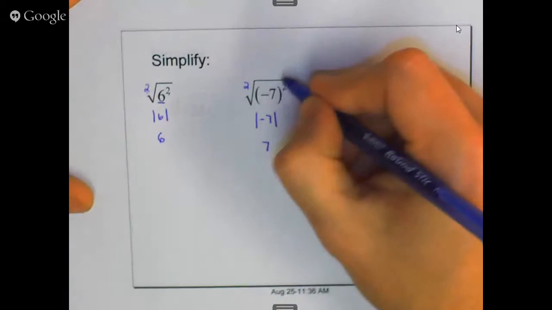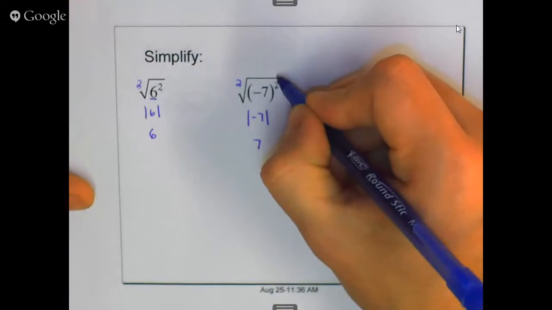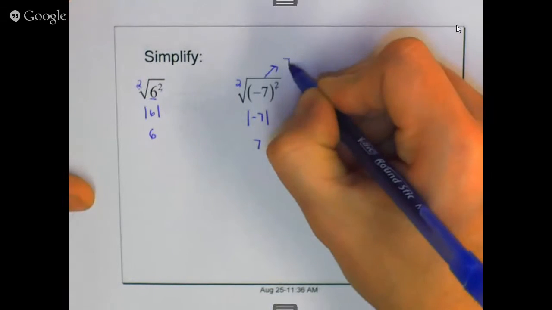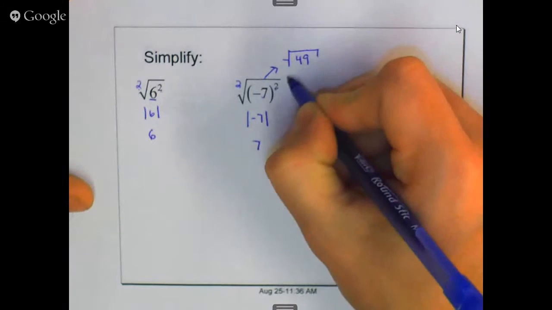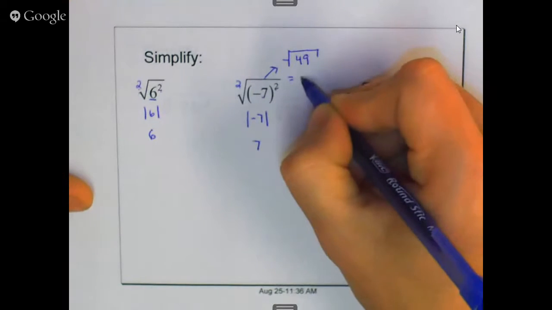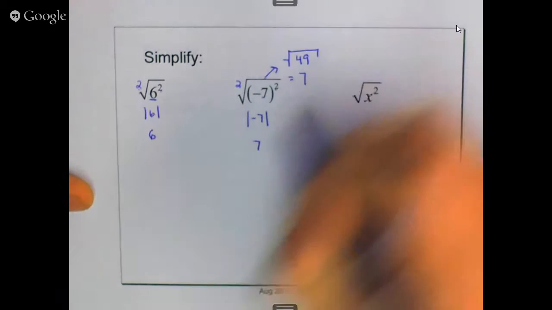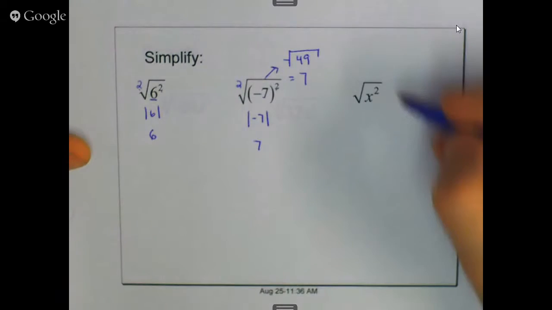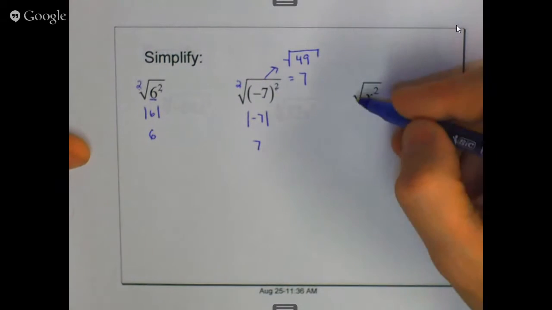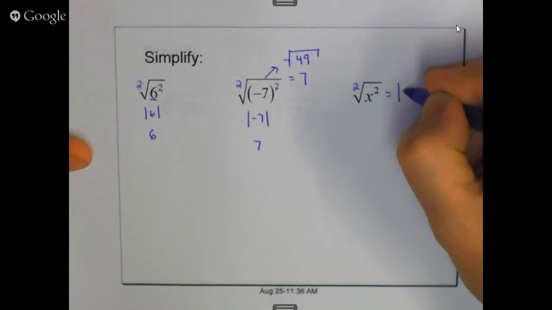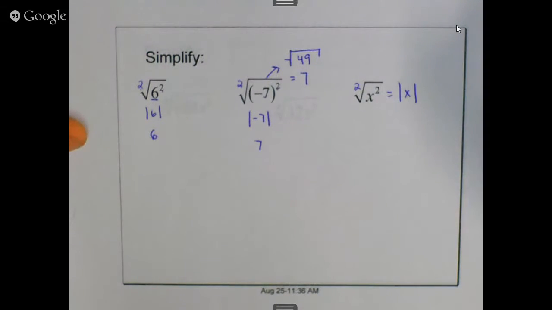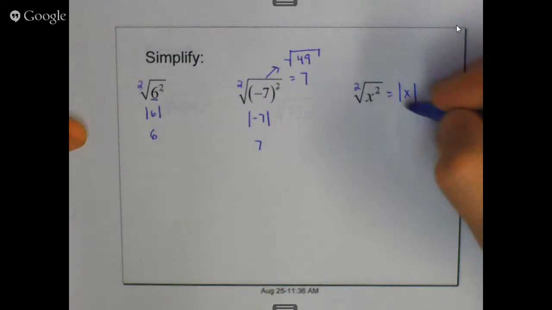Now we can look at this maybe an Algebra 2 way. We would say the square root of, well, -7 squared is 49. And then the square root of 49 is 7. And then this is just our definition here. The square root, I got an even and an even. That is the absolute value of x. Has to be absolute value.